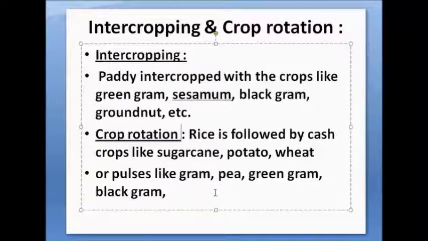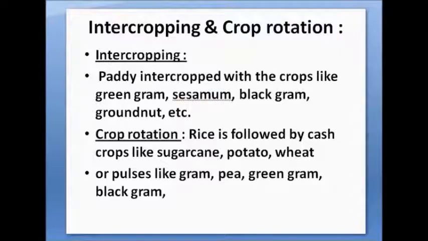So one more thing we have to remember, that rice can be grown in all 3 seasons: Kharif, Rabi and Zaid. In South India, it is grown in all 3 seasons. In our Maharashtra, except Konkan, rice is grown in Kharif season. Generally, it is not grown in Rabi season because the climate is not suitable.